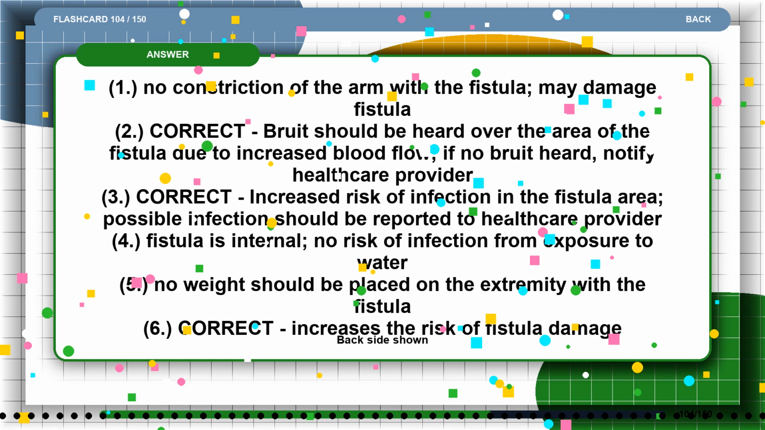The answer is 1. No constriction of the arm with the fistula, may damage fistula. 2. Correct. Bruit should be heard over the area of the fistula due to increased blood flow. If no bruit heard, notify healthcare provider. 3. Correct. Increased risk of infection in the fistula area. Possible infection should be reported to healthcare provider. 4. Fistula is internal. No risk of infection from exposure to water. 5. No weight should be placed on the extremity with the fistula. 6. Correct. Increases the risk of fistula damage.